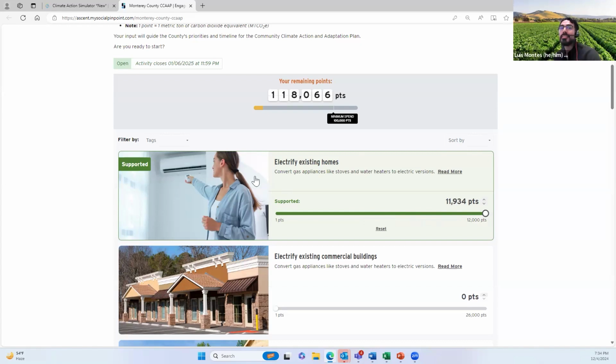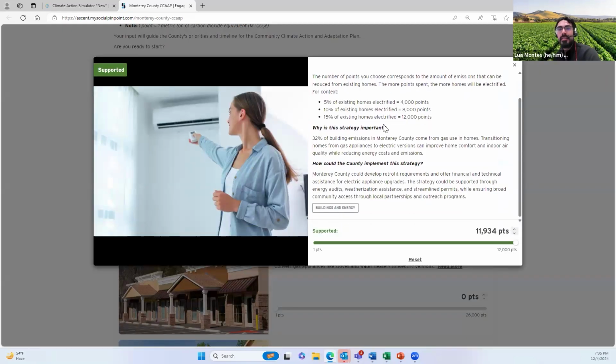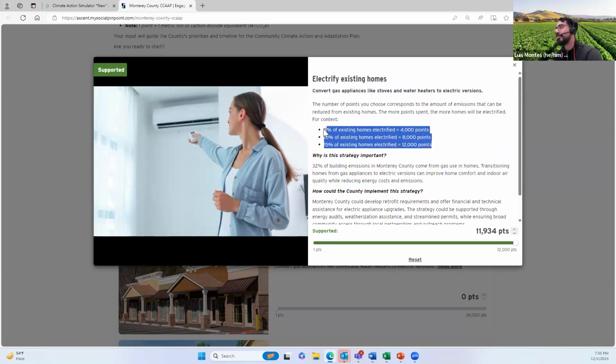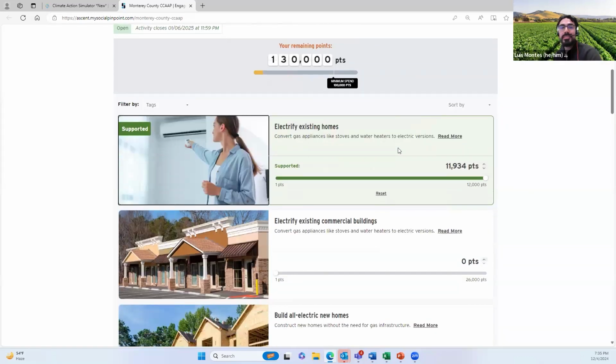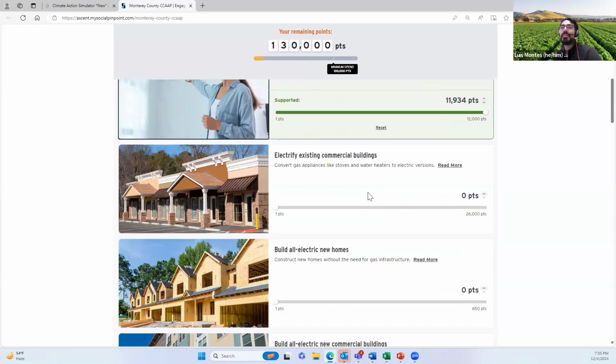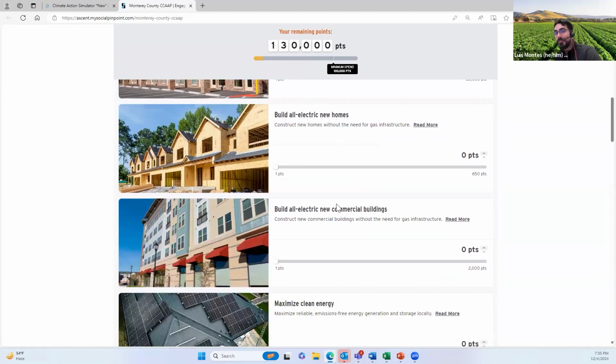Please note that each action includes a read more option. And here you can learn exactly what different levels of effort would look like in practice. And we even give examples to help visualize what the impact will be. Now, you won't be able to submit until you've reached the minimum target of 100,000 points. And you'll also be prevented from assigning more points once you've hit the maximum of 130,000 points.